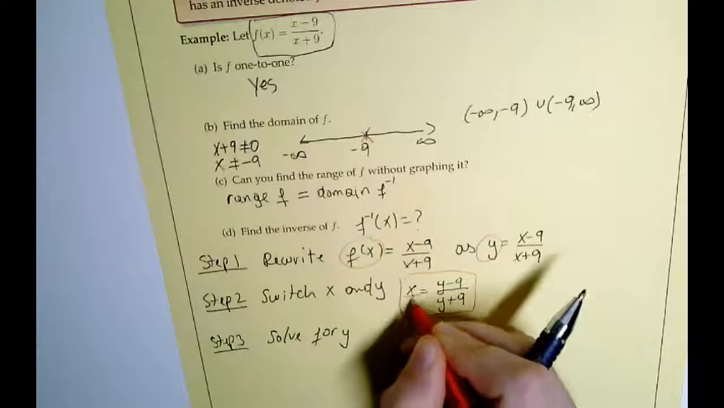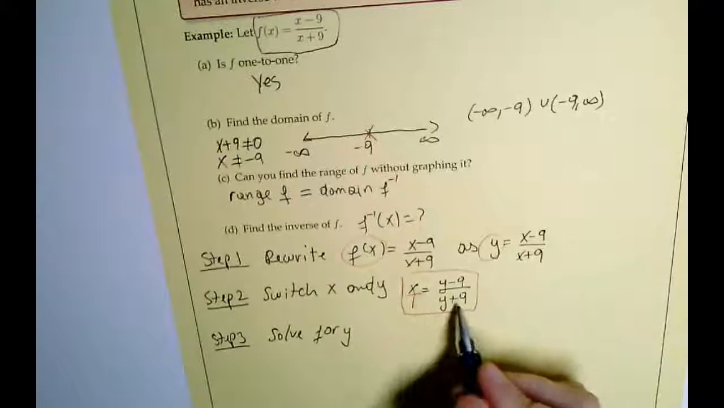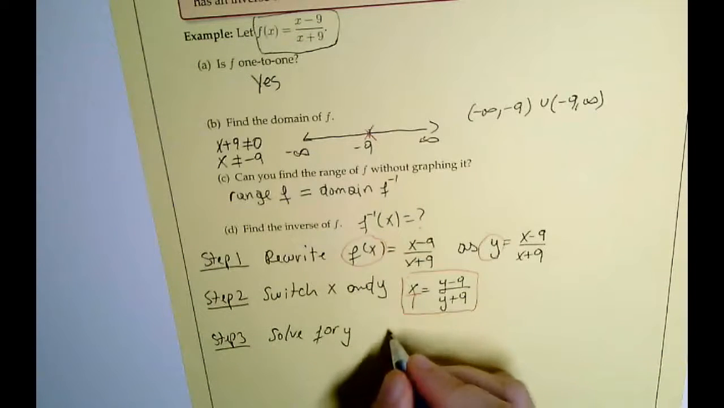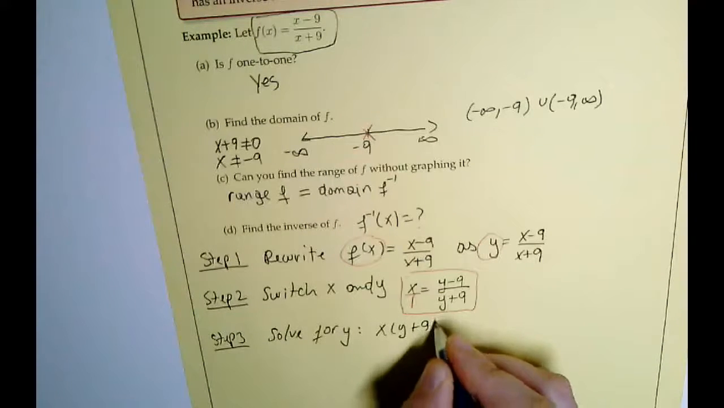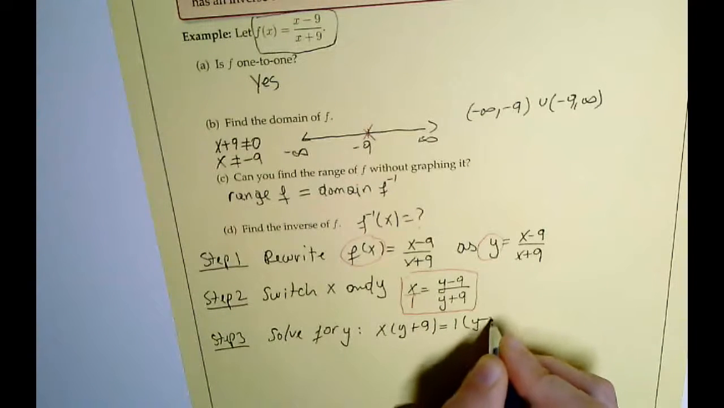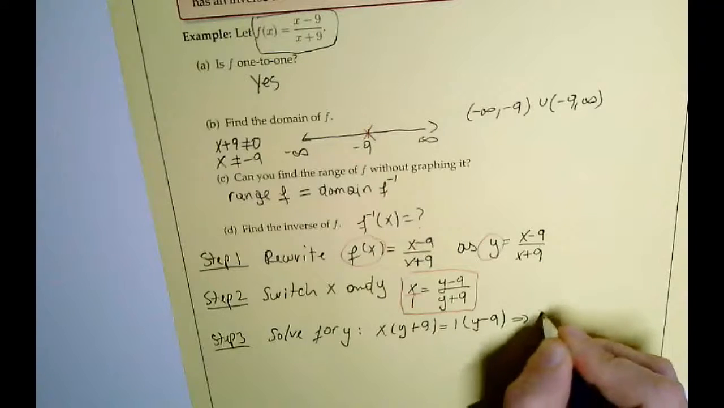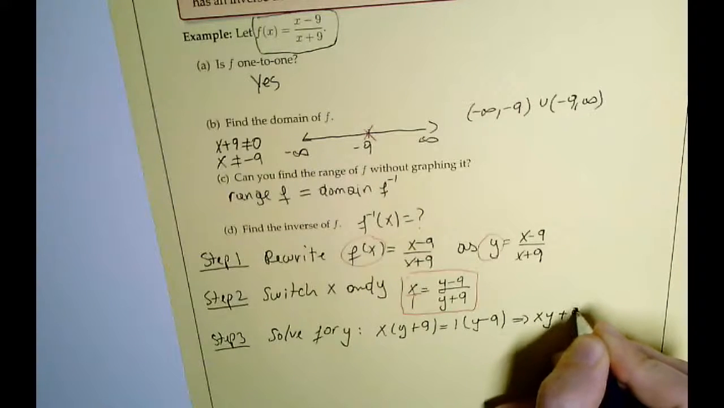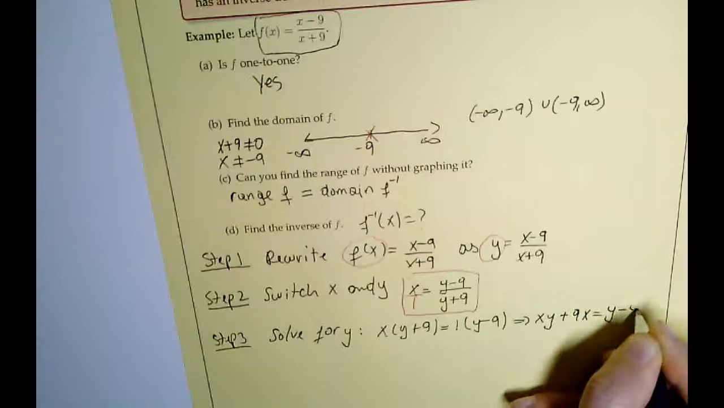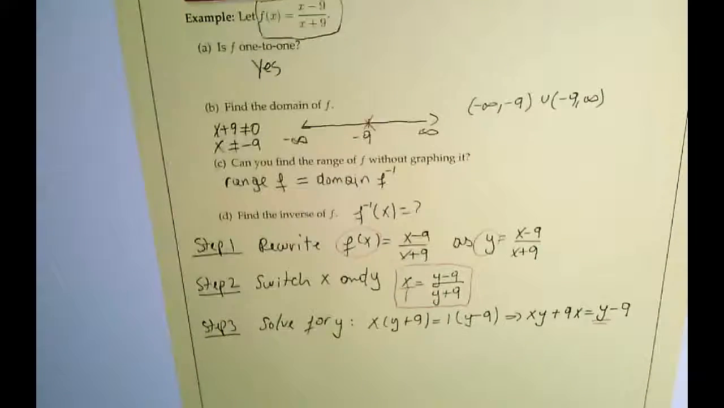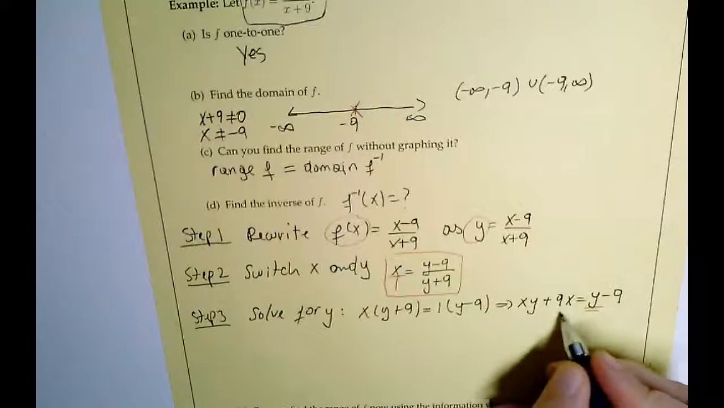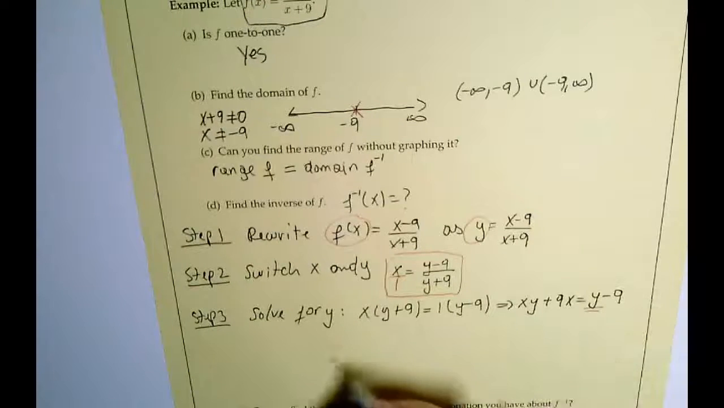So I can write x as x over 1, and then I can cross multiply. So it'll be x times (y plus 9) equals 1 times (y minus 9). So xy plus 9x equals y minus 9. I'm solving for y, so I'm going to bring all the y stuff on the left-hand side and the other stuff on the other side.